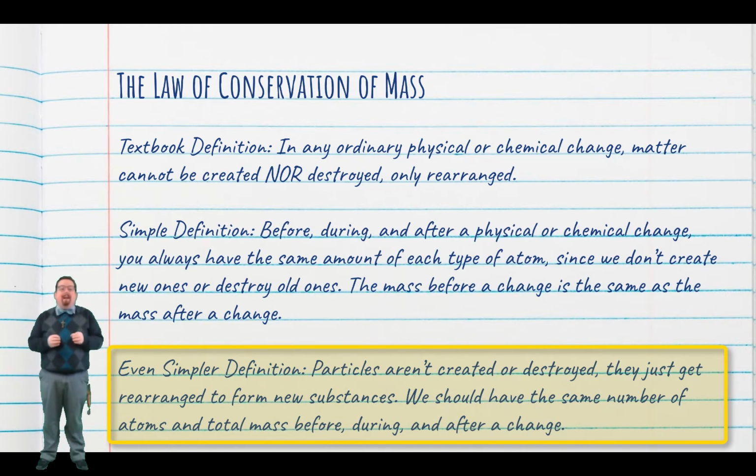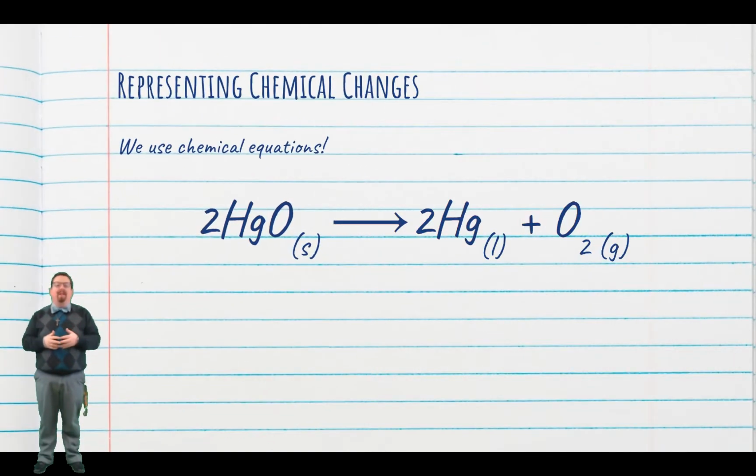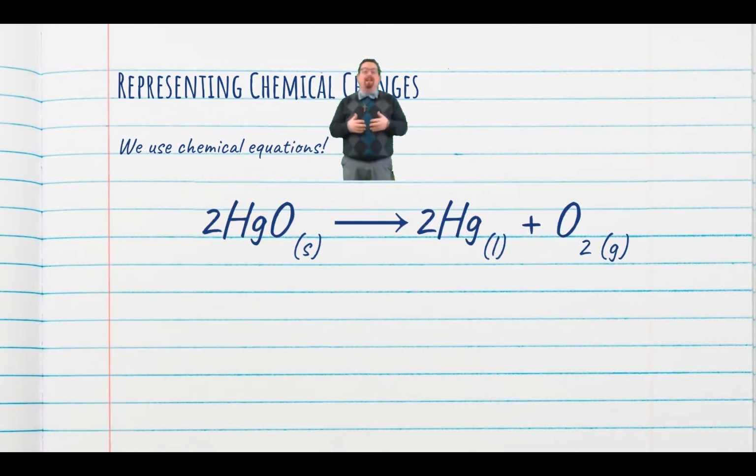Particles are not created or destroyed. They just get rearranged to form new substances. We should have the same number of atoms for each element and the same total mass before, during, and after a change occurs. Before we go much further, let's review what a chemical equation looks like.